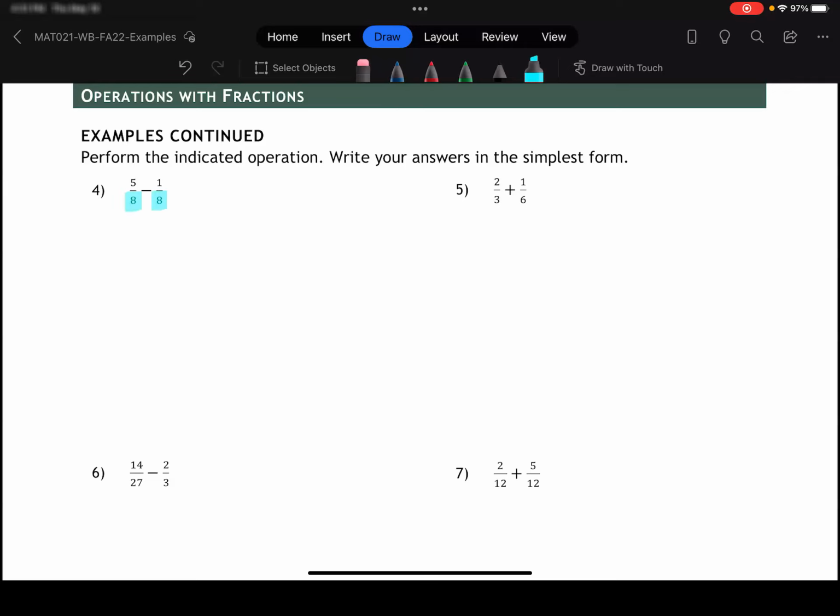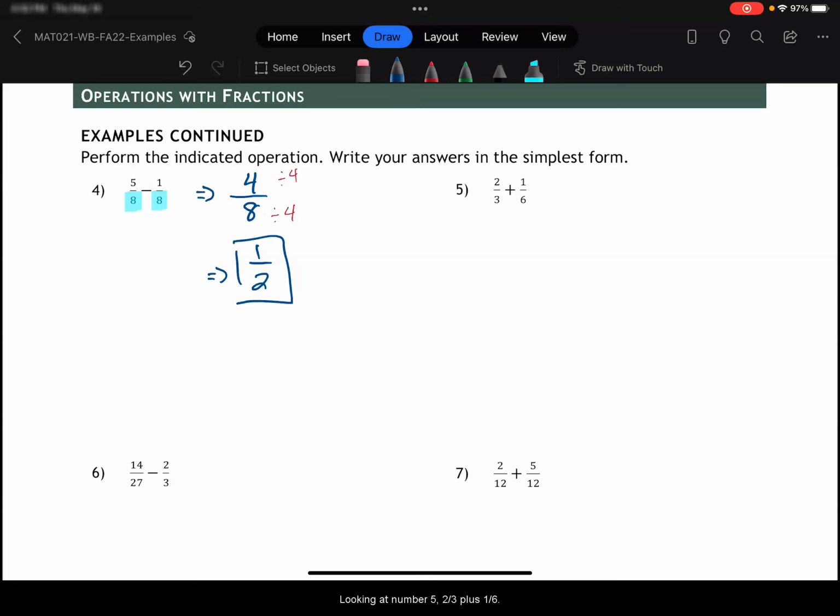They are both 8s. So when we're adding or subtracting, remember we keep the denominator, it does not change. And then we perform the operation with the numerator. So 5 minus 1 will give me 4 over 8. And then we need to write our answer in simplest form. So 4 and 8, 4 goes into both of those. So that would give me a final answer of 1 over 2, or 1/2.